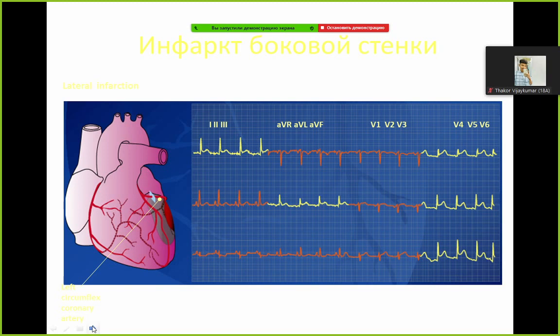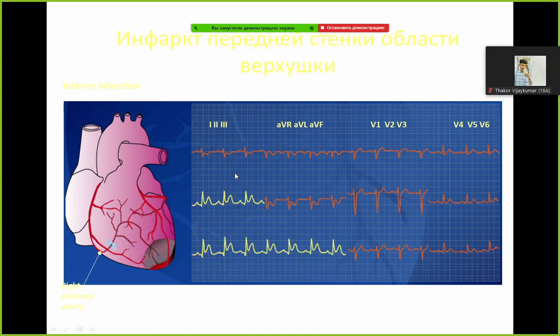Lateral wall of left ventricle, ST segment elevation in V5, V6, in aVL and first standard leads. And there is no pathological Q, so we may make a conclusion that this is pre-acute stage of myocardial infarction, maybe 1 to 3 days, so beginning of myocardial infarction.